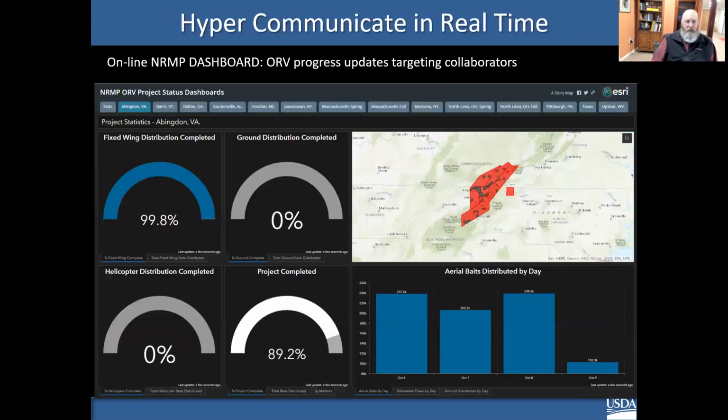And we're using new technologies and new platforms. We have a dashboard that's available to the public when we're out dropping baits on projects. You can actually access this and see what progress we're making in any given state or any area over time. And I think this continues to get better and better, and provides real transparency about what we're doing.